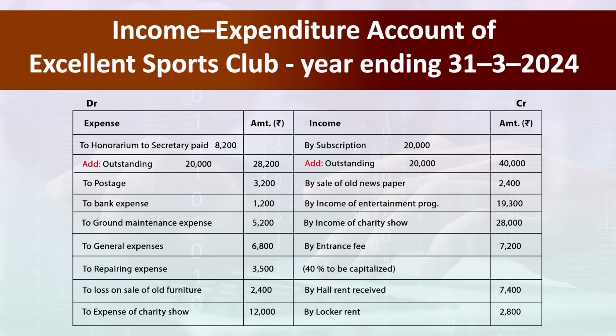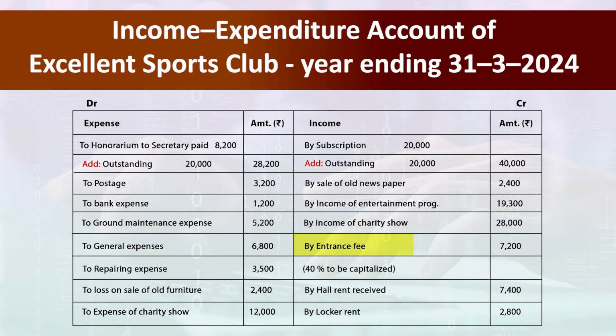Now, let us see the income side of the income expenditure account. The first transaction recorded is the subscription amount of rupees 20,000. In it, we add outstanding subscription of rupees 20,000. The total amounts to rupees 40,000. Then there is sale of old newspapers of rupees 2,400. Moving ahead, we have income of entertainment program amounting to 19,300. Then we have income of charity show of rupees 28,000.